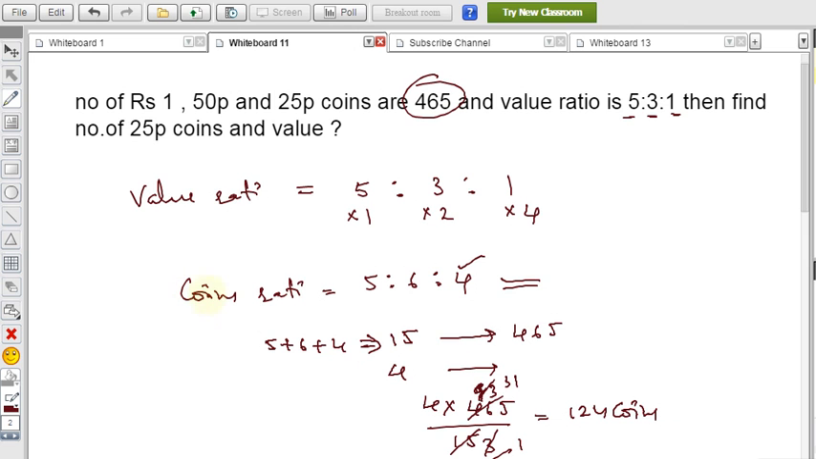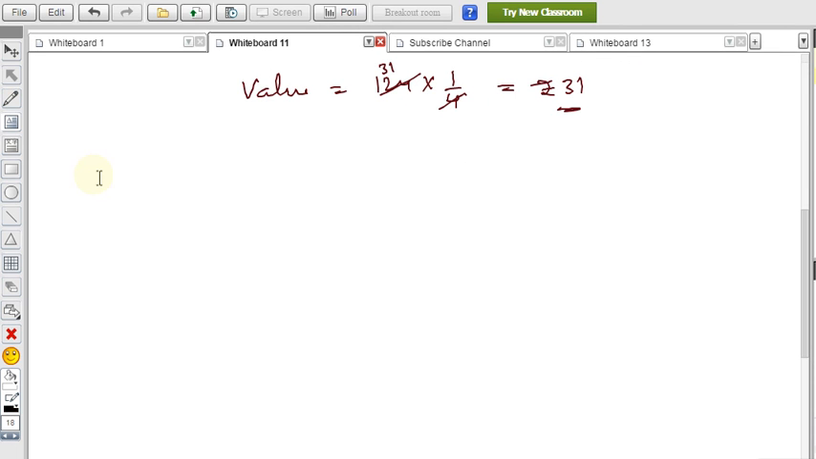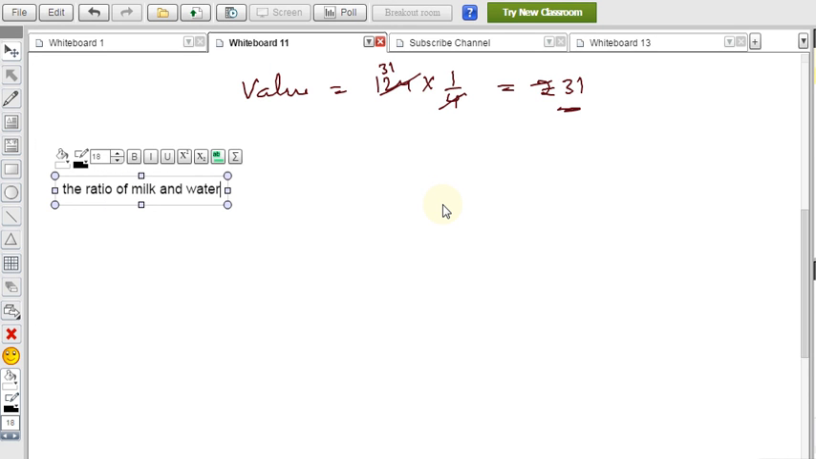So we need to convert into value or coins ratios according to the given data. And in the same type of problems, questions on the ratio of milk and water will also come. I'll explain now. The ratio of milk and water in 60 liters is 2:1. So in the combination of milk and water, the ratio is 2:1.